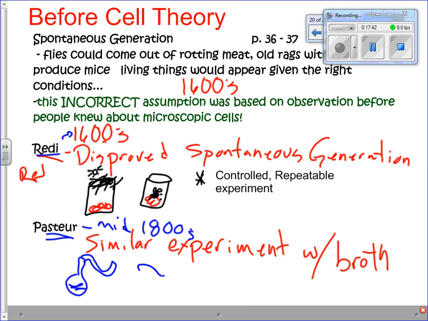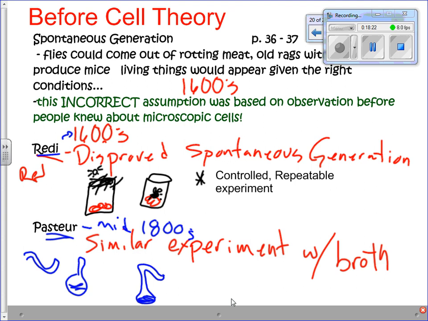So basically he had 2 of these funny looking flasks with broth in them. One of them he boiled, which sterilized it and killed all the bacteria. And the other one he just put regular broth in. And as he predicted, the unboiled one grew bacteria, got disgusting. Then he followed up on this experiment: after he'd proven his point, he snapped the neck off, so bacteria could get in from the air, and then it too grew stuff.